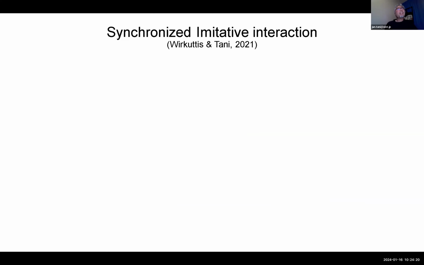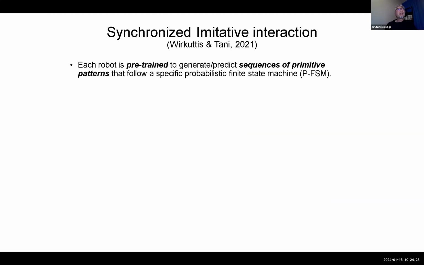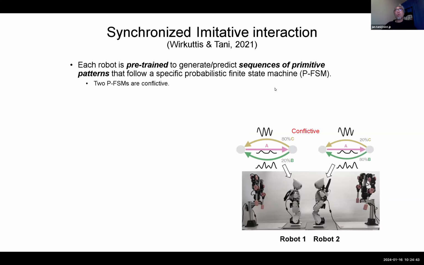What she did is something called synchronized imitative interaction between two robots implemented with the PVRNN. In this setting, each robot is pre-trained to generate or predict a sequence of primitive movement patterns that follow a specific probabilistic finite state machine. So this is robot one, robot two. The training for each robot is done independently, not through the interaction, so it's a kind of supervised training.